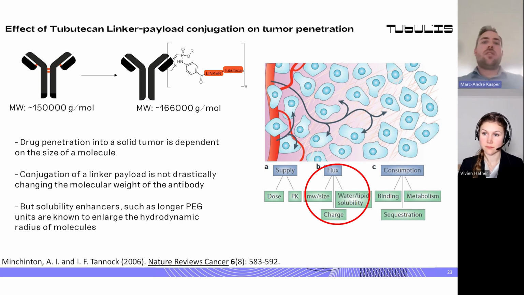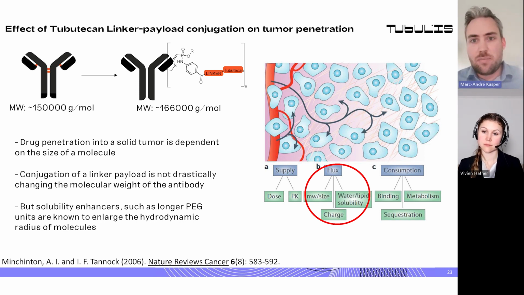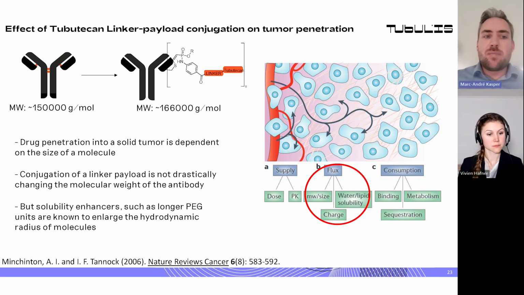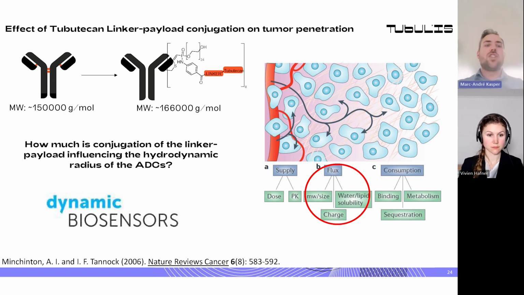And what is known from the literature also is that the bigger a molecule is, the less tumor penetration is usually possible. And we wanted to find out, I mean, the linker payload is not large, but still we increase the size of the antibody by conjugating the payload. Does this have an influence on tumor penetration, or could this potentially be? And for this, we wanted to find out how much is this conjugation that we are doing when we are turning an antibody into an ADC, influencing the hydrodynamic radius of the molecule, because the hydrodynamic radius is what is important when we think about tumor penetration.